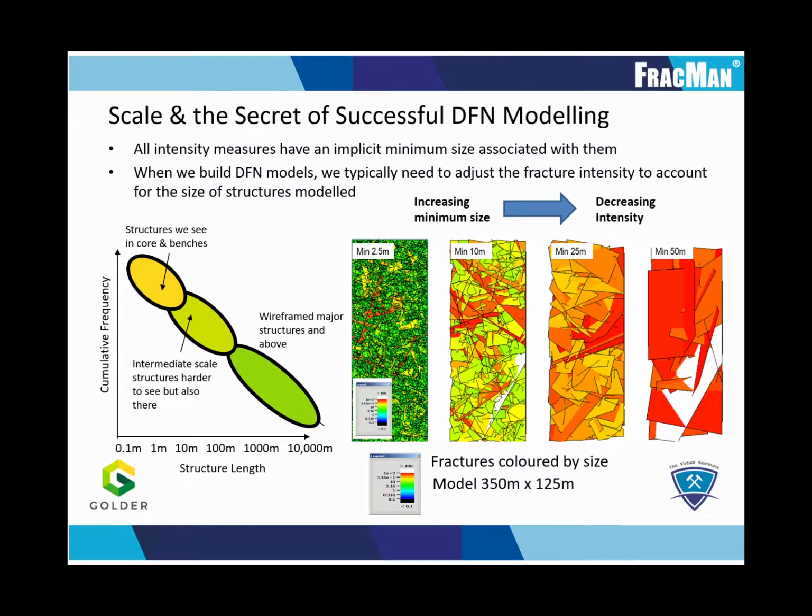As such, all of these different measurements will have different intensities because they have a different minimum size. Therefore, an important part of the modeling process is to adjust all our intensities to represent the correct minimum size of structures. As can be seen by these examples on the right, by representing only larger and larger structures, the intensity of fractures in the DFN model goes down.